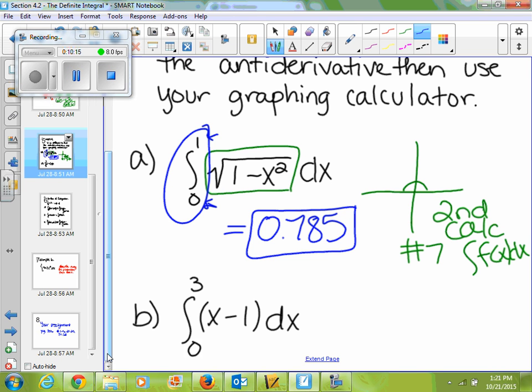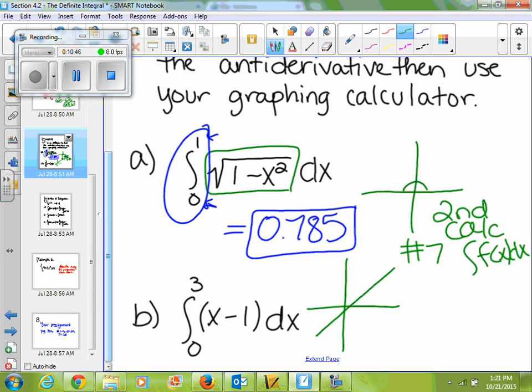Okay, so let's do another one. Let's do x minus 1 from 0 to 3. So graph x minus 1. You should get a straight line going through y equals negative 1 and x equals 1. And then follow the same steps.